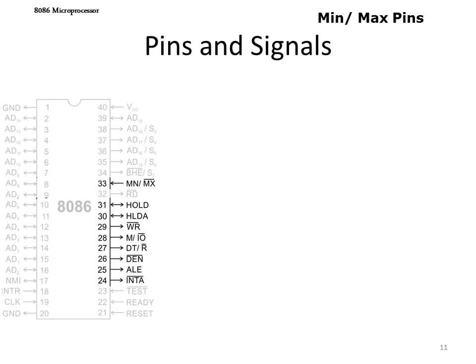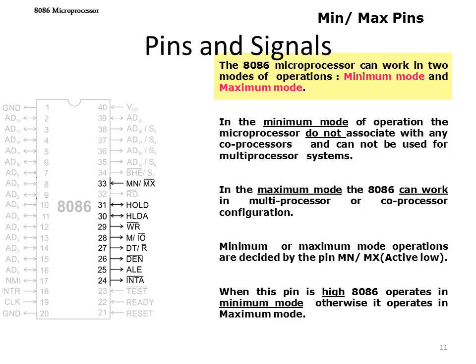These are the minimum mode pins. The 8086 can work in two modes of operation, that is minimum and maximum mode. In the minimum mode of operation, the 8086 microprocessor does not associate with any coprocessors and cannot be used for multiprocessor systems. In the maximum mode, the 8086 can work in a multiprocessor or coprocessor configuration. Minimum and maximum mode operations are decided by the pin MN/MX bar. When this pin is high, 8086 is operated in minimum mode and otherwise it is operated in maximum mode.